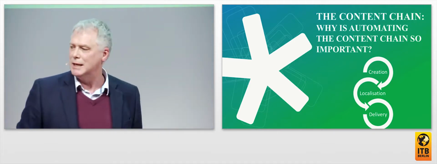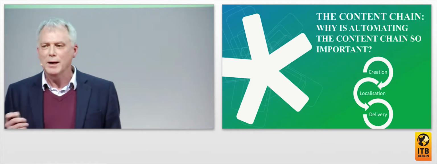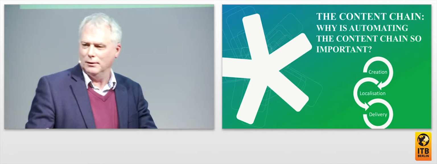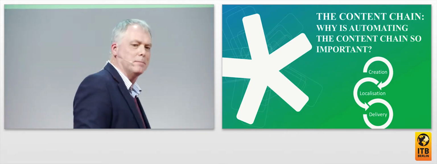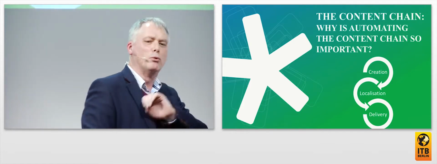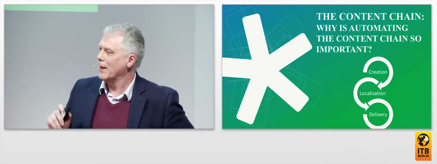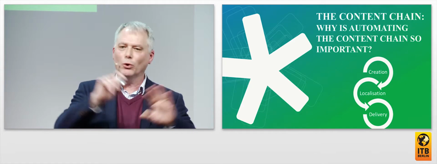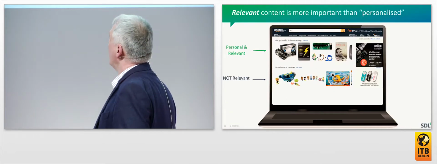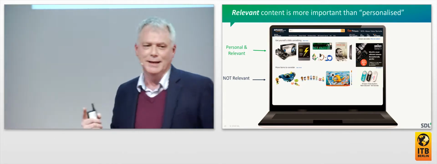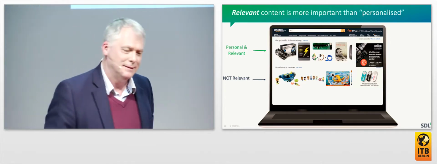But why is automating so important? Why bother? You've got it working right now. Obviously, you can save a bit of time and save a lot of money, potentially. But why really do it? Why go to the hassle of changing all of your processes simply to automate the content chain? Well, the reason is to do with relevancy.